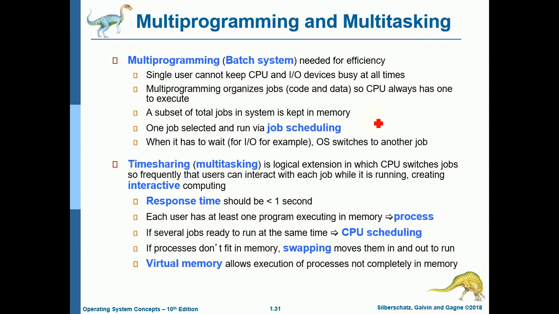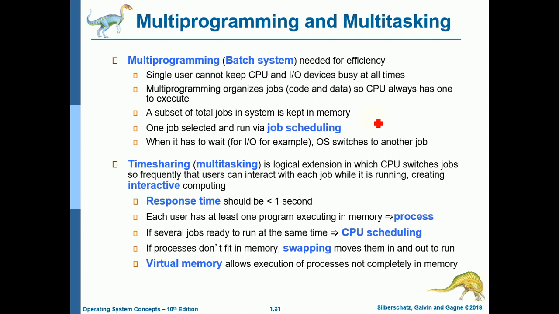Then we have time sharing or multitasking. It is a logical extension in which the CPU switches jobs so frequently that users can interact with each job while it is running, creating interactive computing. So response time should be less than 1 second, because if the response time is greater than 1 second, the user can notice that it's not really multitasking, but just swapping from one job to another. Each user has at least one program executing in memory. A program that is loaded or executing in memory is called a process.